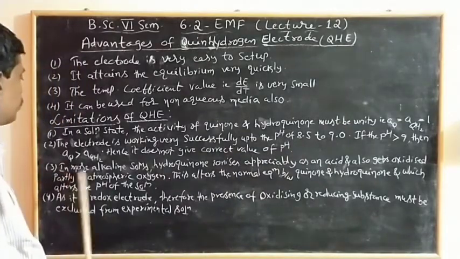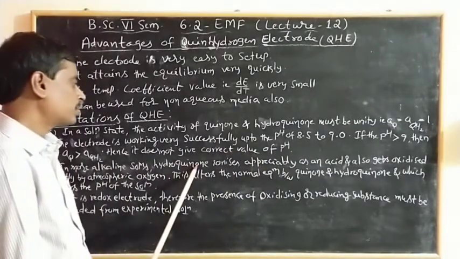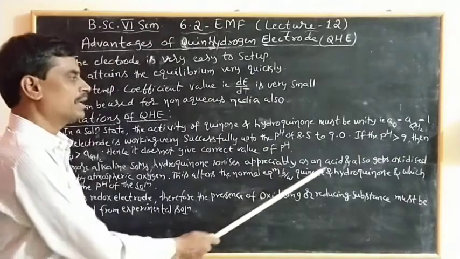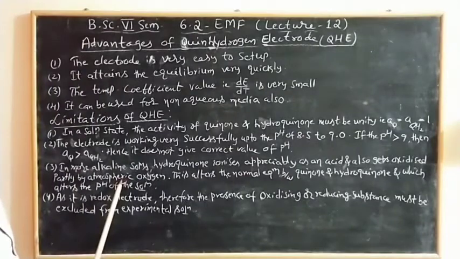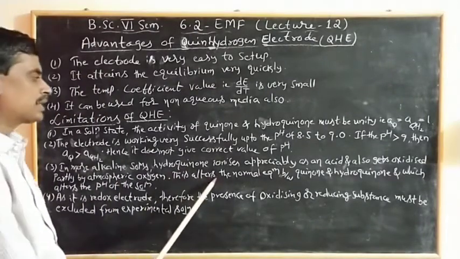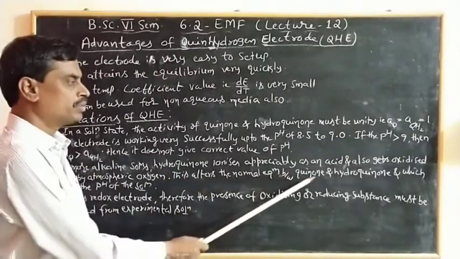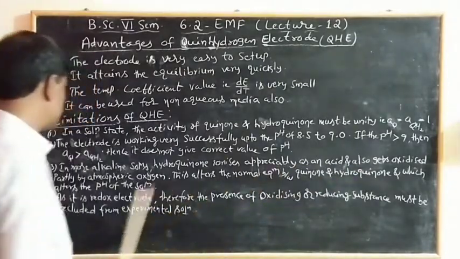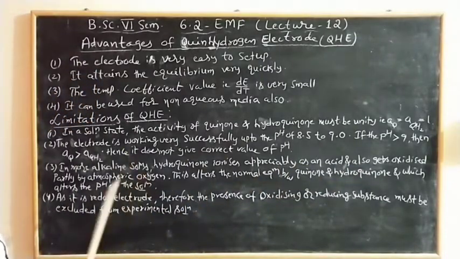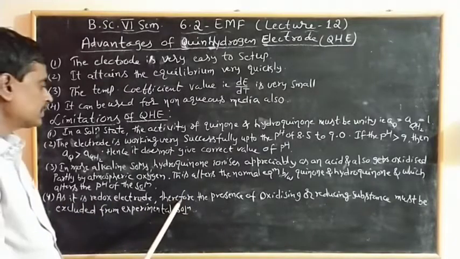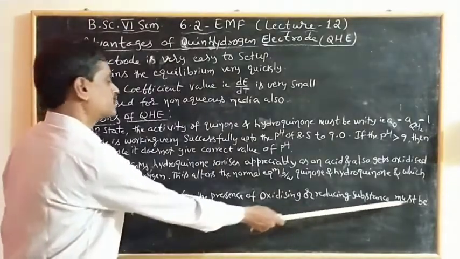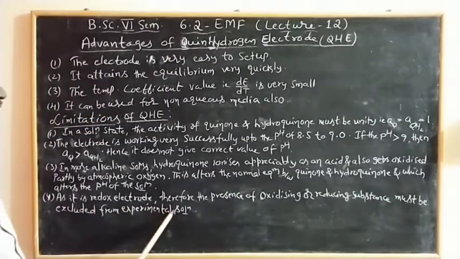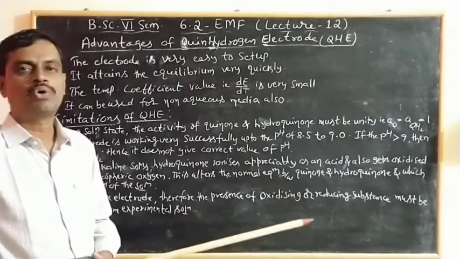Third, in more alkaline solutions, hydroquinone ionizes appreciably as an acid and also gets oxidized partly by atmospheric oxygen. This alters the normal equilibrium between quinone and hydroquinone, which alters the pH of the solution. Last, the fourth limitation: as it is a redox electrode, the presence of oxidizing or reducing substances must be excluded from the experimental solution. I hope you followed this one.